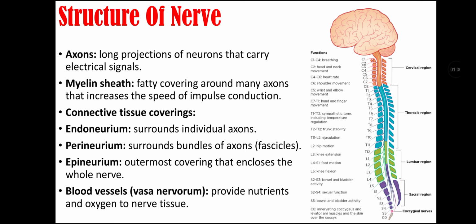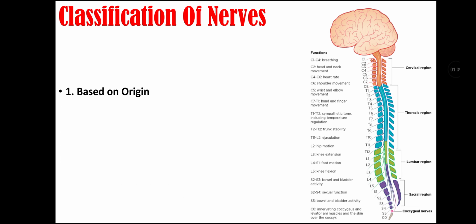Then there are blood vessels in the nerve that are also called vasa nervosum that provide nutrients and oxygen to nerve tissue. Classification of nerves.